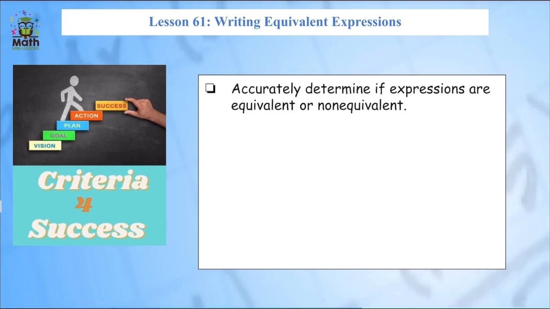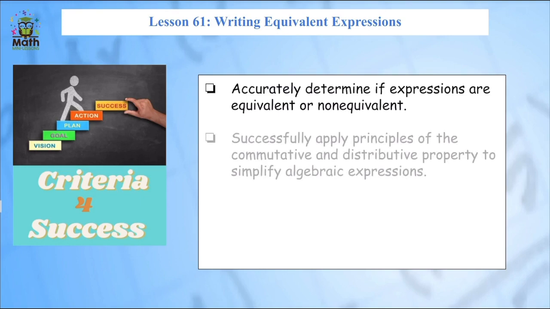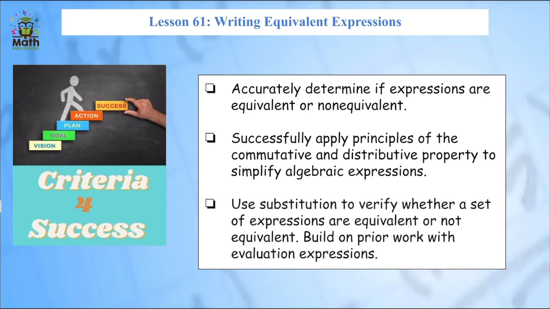First one, watch how I accurately determine if the expressions are equivalent or non-equivalent. What is my thinking and how do I prove it? How do I justify that? Secondly, watch how I apply my principles and the properties, meaning commutative and distributive property, and how I simplify those expressions. That's going to be key to this one. And then finally, how I use substitution to verify whether or not my expressions are equivalent to one another.